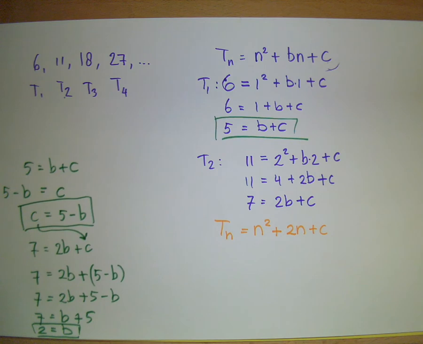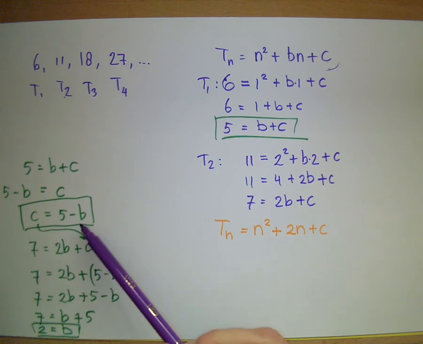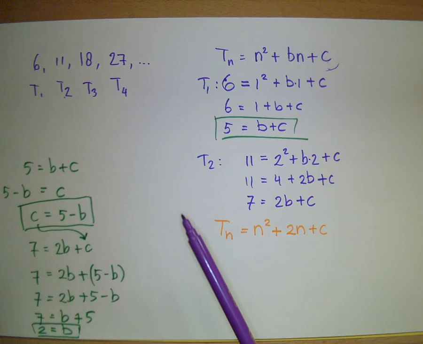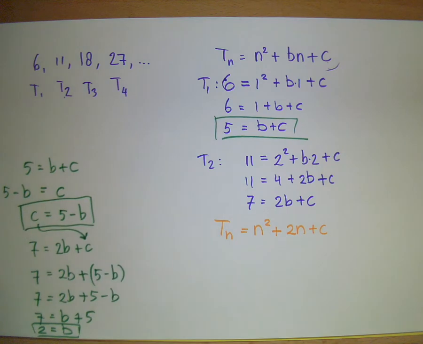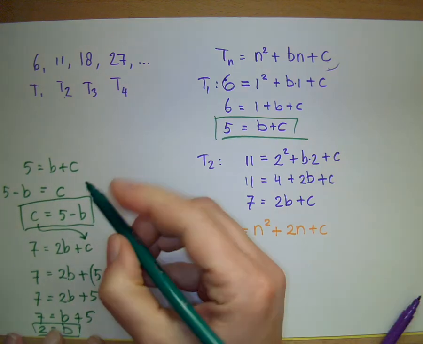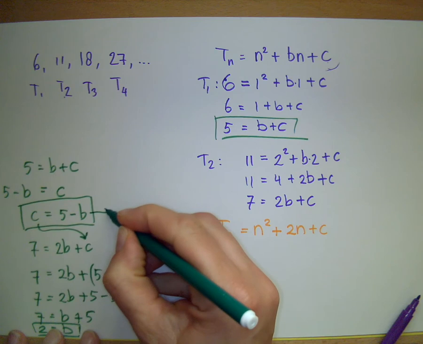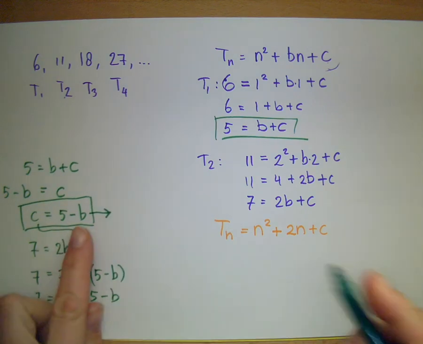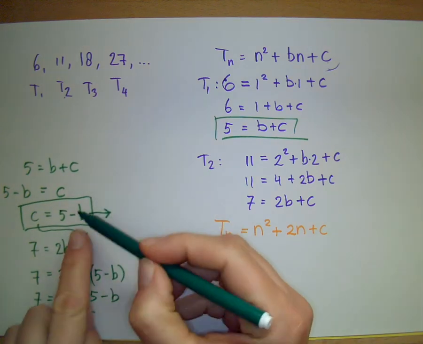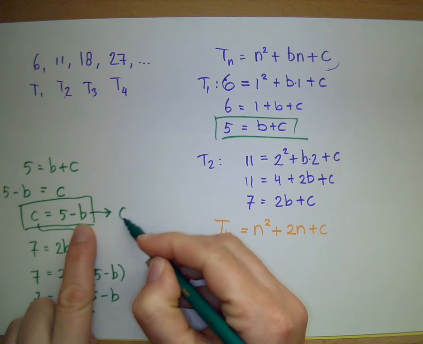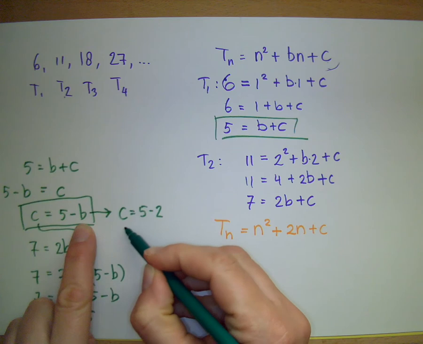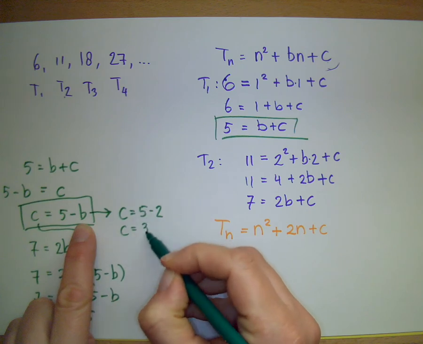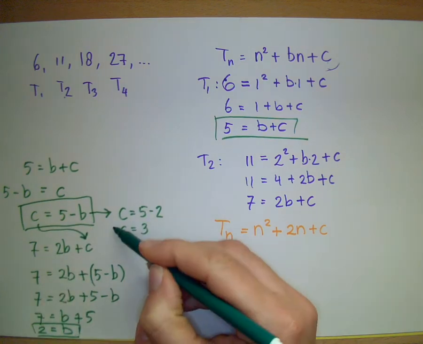And then plus c. Now that I know b, oh look, I can solve for c right here. See how I can take this expression and plug in 2 for b, because we said b was 2. So c equals 5 minus 2. c equals 3. So I found my c.